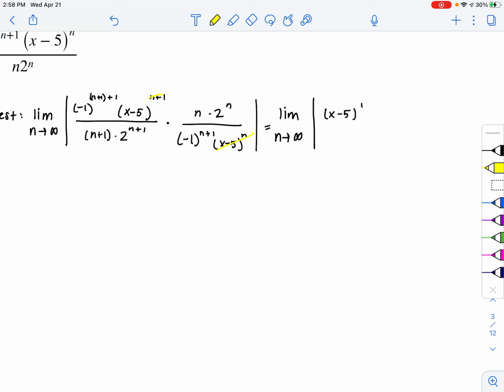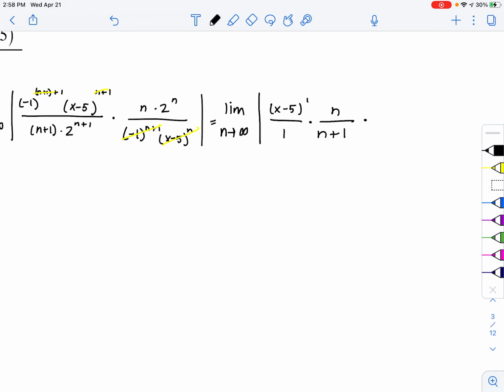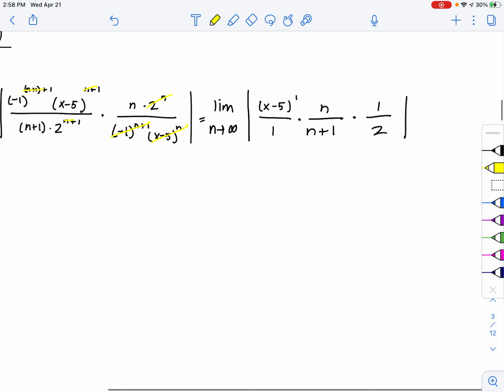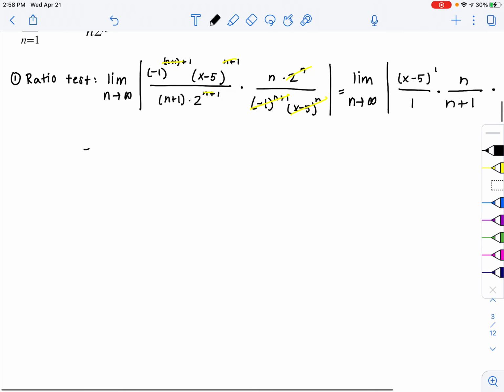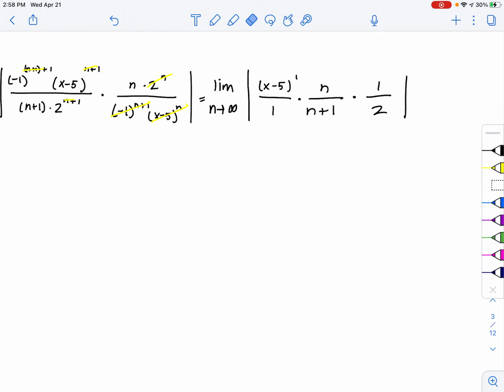And then that part's going to cancel out. And then times n over n plus 1 times 2 to the n over n plus 1, that's going to give me 1/2. Okay, because that's going to go away. There we go. So what that is going to equal is the limit as n goes to infinity. Well, hang on, we don't need the limit symbol anymore. Let's just take the limits. Let's just do it. Okay, so the limit of each part.